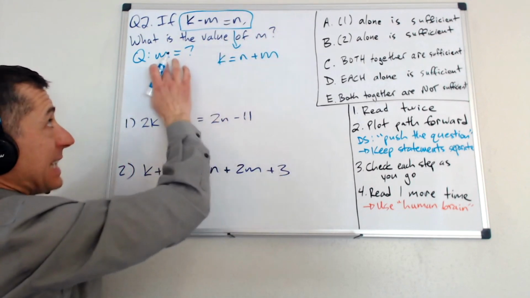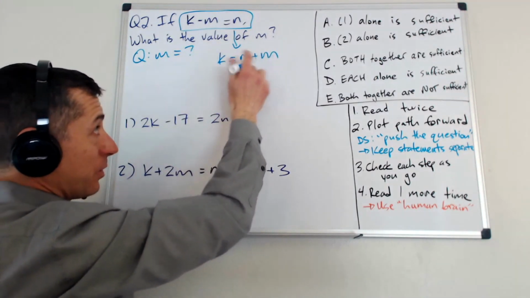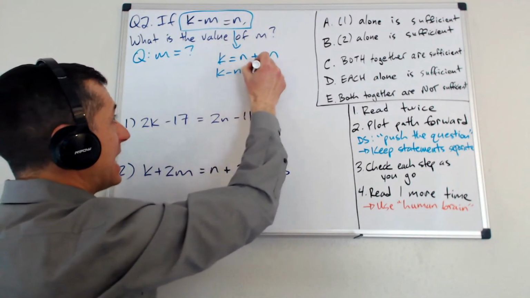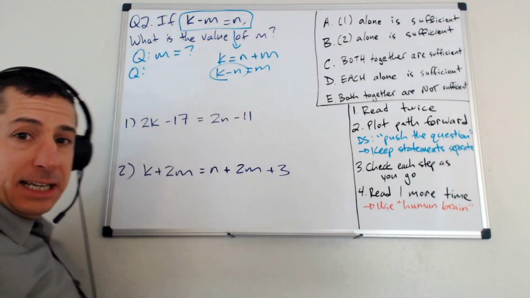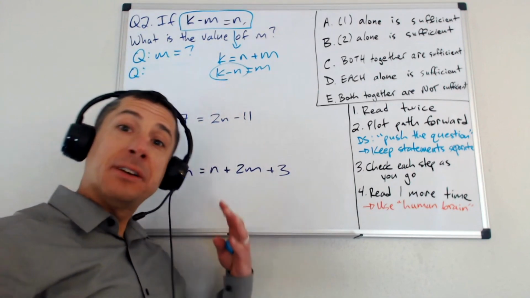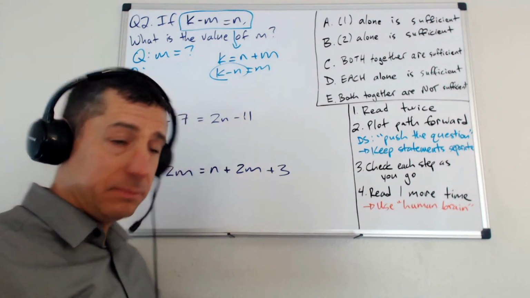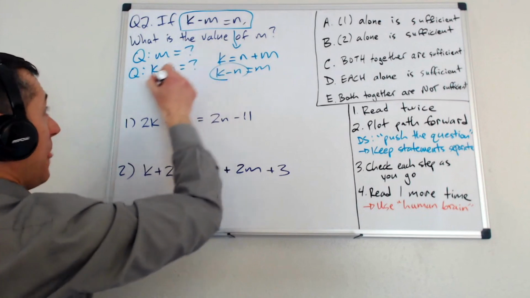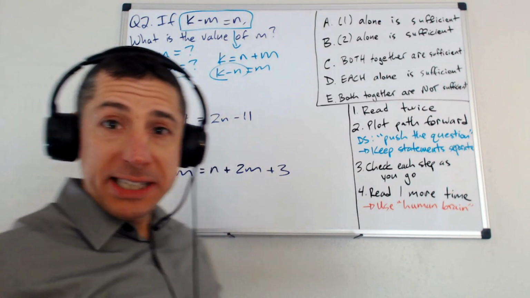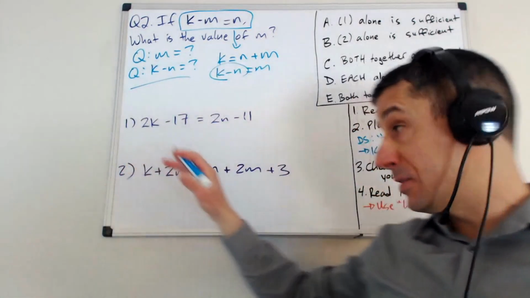What I'm after, again, is that M. So I'm going to subtract N from both sides. K minus N equals M. Great. That's totally equivalent. Now I've got my second version of the question. If I can solve for M, I'm in business. If I can solve for K minus N. Now, doing this is going to make it so much easier to see the relevance of those answer choices.